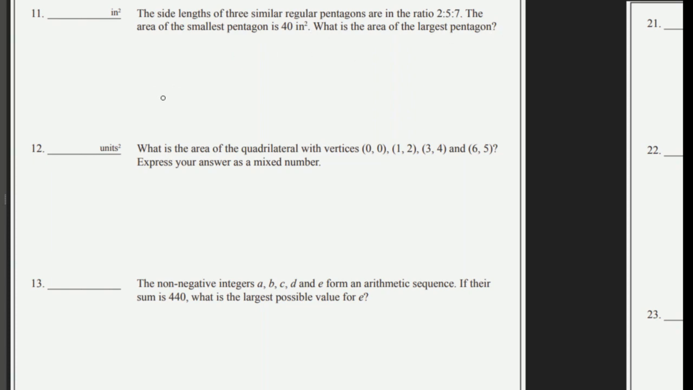Okay, what does this mean? Do you understand this problem? Are in the ratio 2, kind of. 40 inches squared.